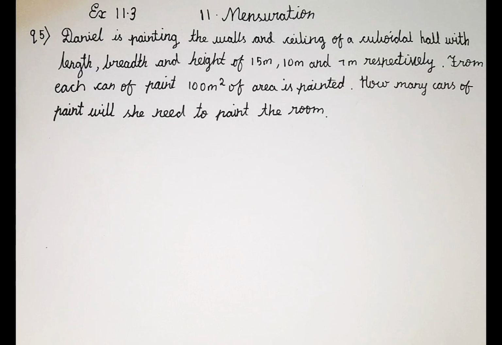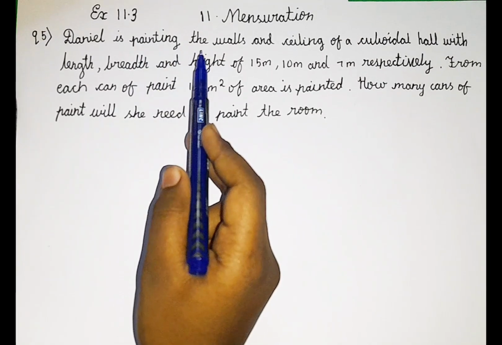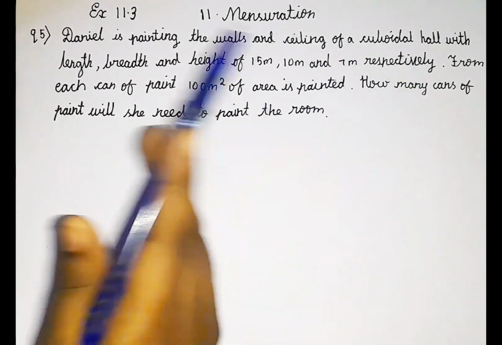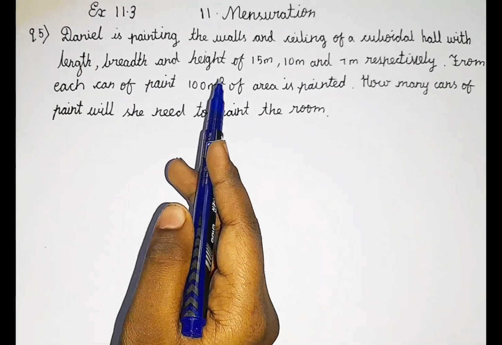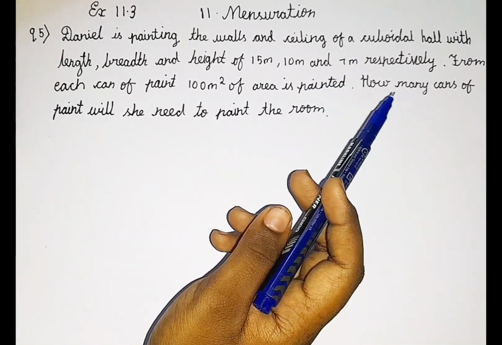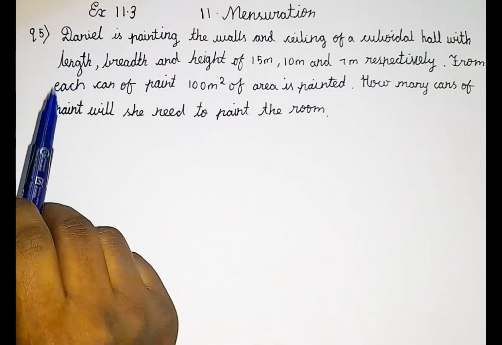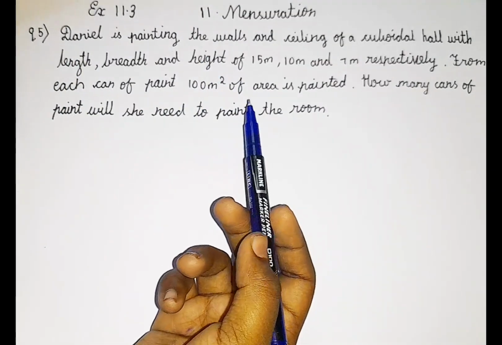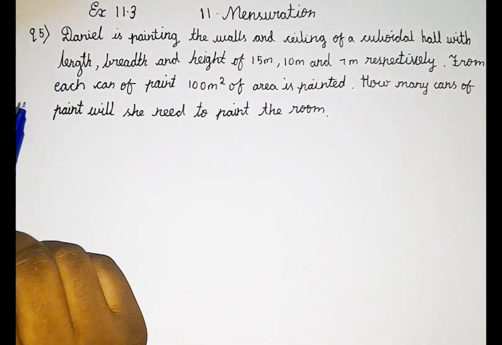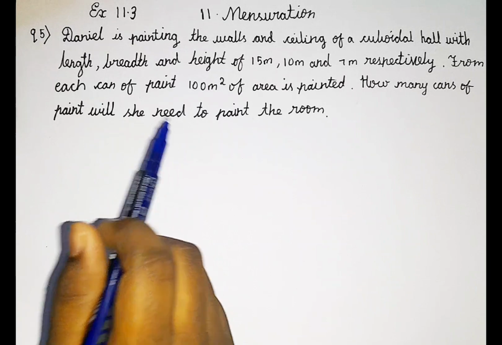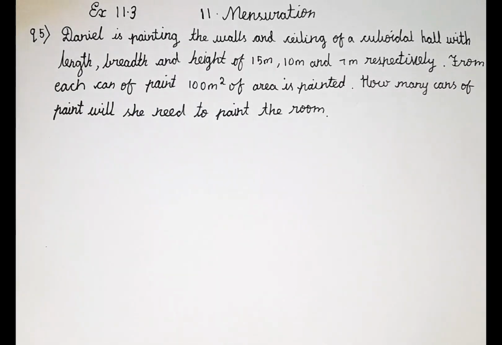So guys, let's read the question. Daniel was painting the walls and ceiling of a cuboidal hall with length, breadth and height of 15 meter, 10 meter and 7 meter respectively. From each can of paint, 100 meter square of area is painted. How many cans of paint will she need to paint the room?